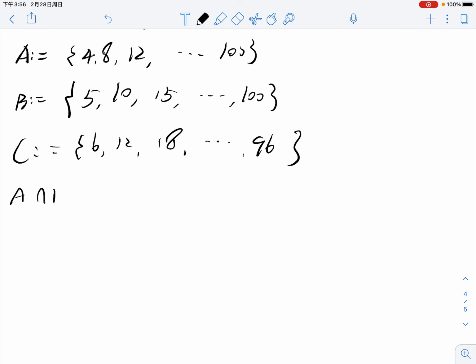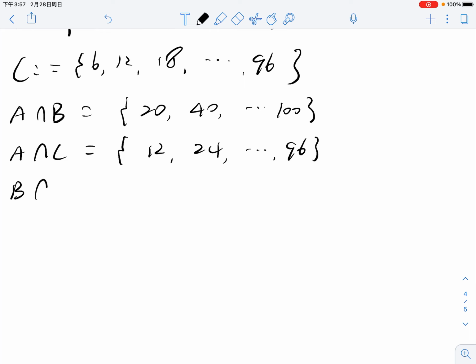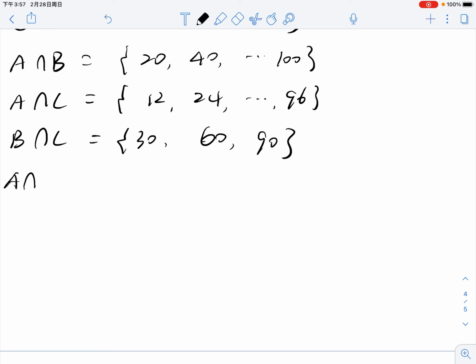And then similarly, you can compute A intersection B. That would be 20, 40, up to 100. And then 12, 24, up to 96, and 30, 60, 90. And the triple intersection is 60.